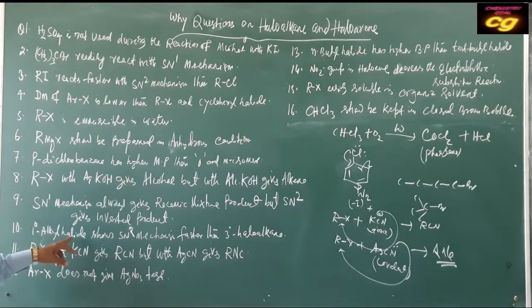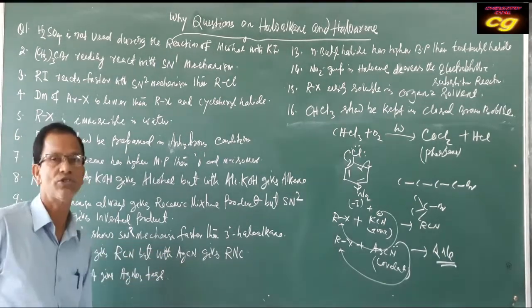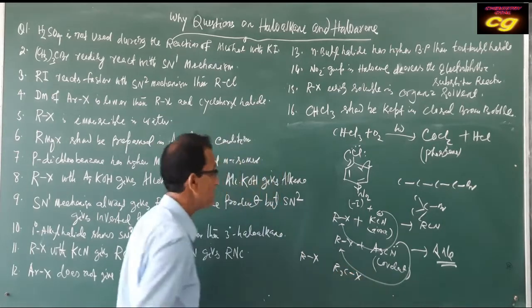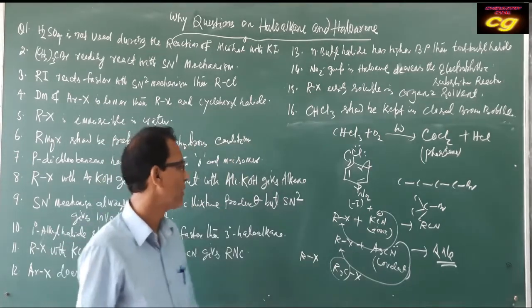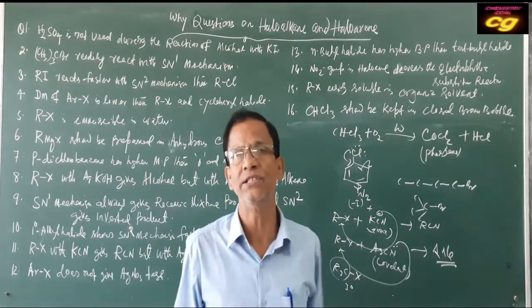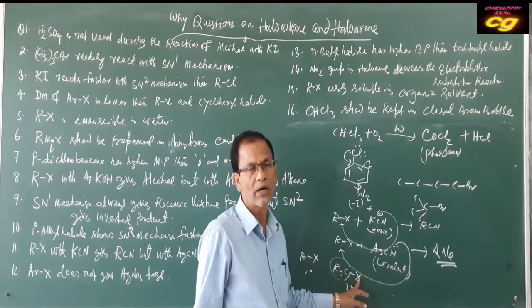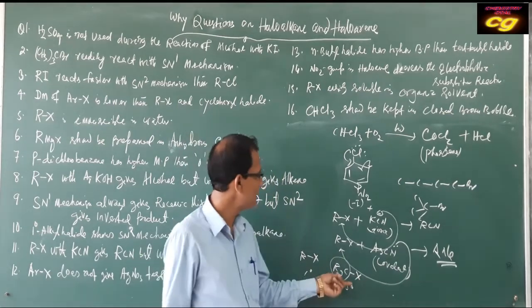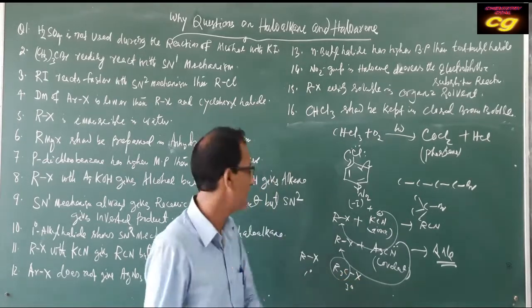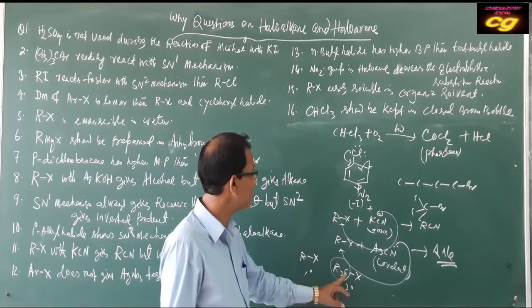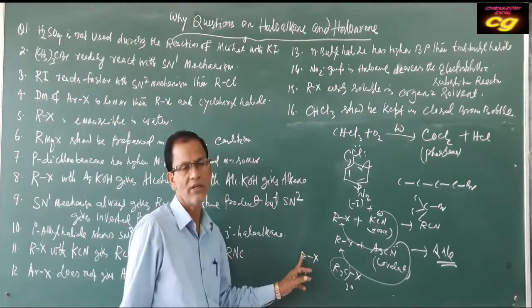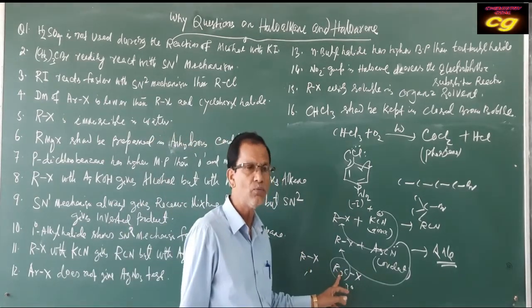Then, primary haloalkane shows the SN2 mechanism faster than tertiary, because the tertiary group is bulkier than the primary. The nucleophile cannot easily attach to the carbon atom attached to the leaving group, since that carbon is sterically protected in the tertiary case. So the SN2 mechanism is not shown there, and SN2 is faster in the primary case because the carbon is free.